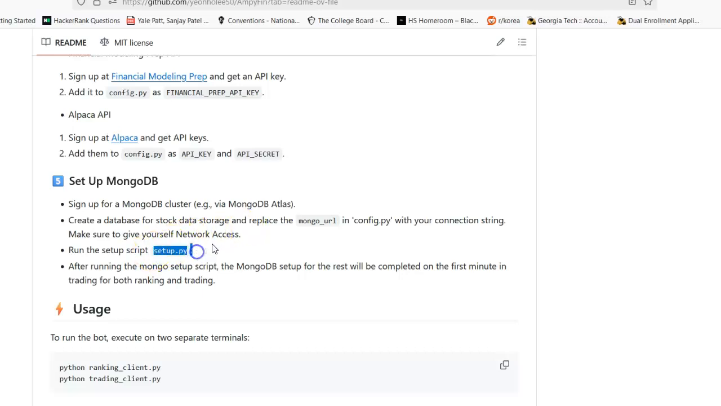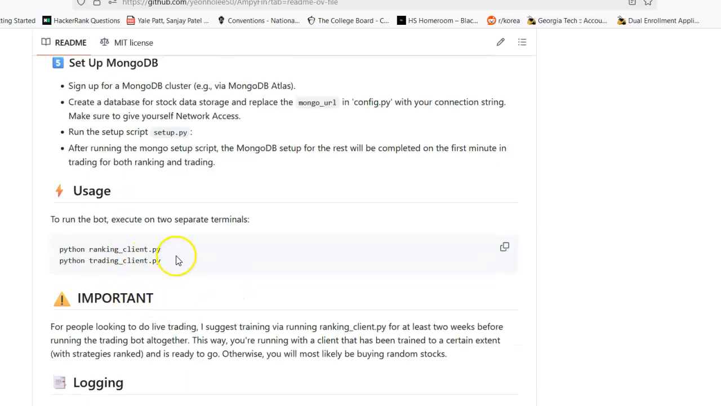Run the script setup.py. This will set up all the things you need in Mongo for ranking_client.py and trading_client.py. And after that, you can run trading_client.py and ranking_client.py.